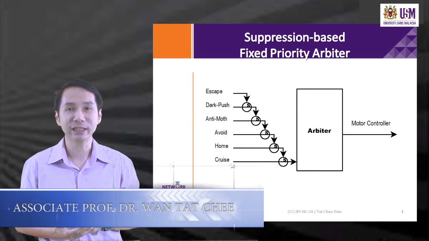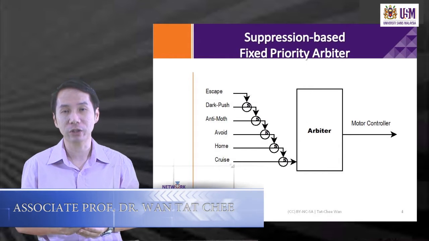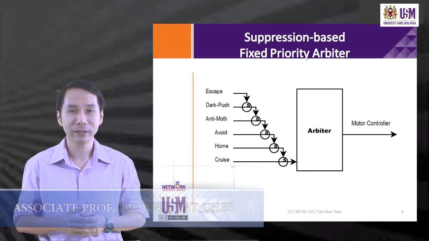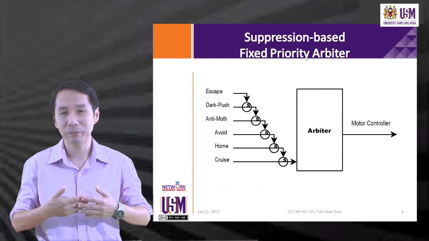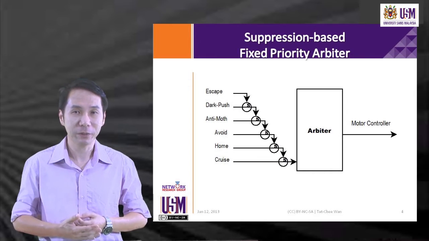Now, it should be noted that inhibition and suppression nodes can be placed on either the inputs or the outputs of the behaviors. So in this representation, the suppression is placed on the outputs of lower level behaviors. This results in the same output as what we would have received from the previous arbiter that we studied.